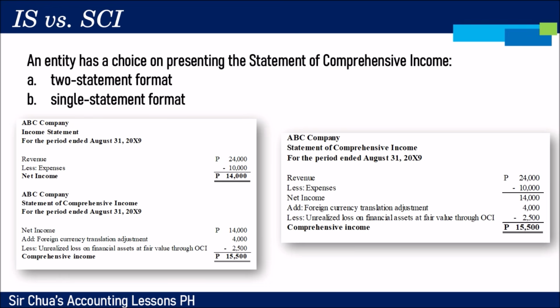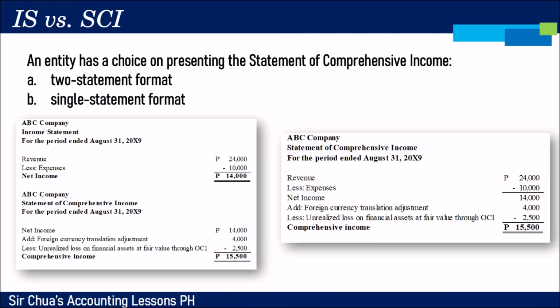Sir, ibig sabihin po ba ang ginagamit natin sa examples ay single statement format? The answer is yes. Ang ginagamit natin in the previous slides ay single statement format. Pinapangalanan na natin agad siyang statement of comprehensive income kahit walang comprehensive items because we assume in that scenario that the net income is also the comprehensive income dahil wala tayong other comprehensive income items, and that's perfectly fine. We just assume na ang ginagamit na natin is the single statement format. So, because net income is, in our examples, that's already the comprehensive income.